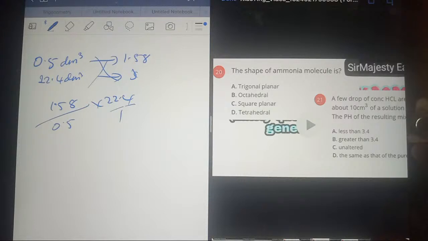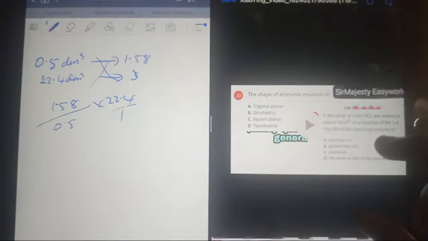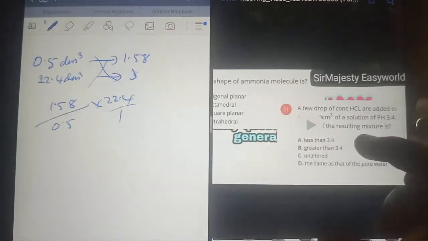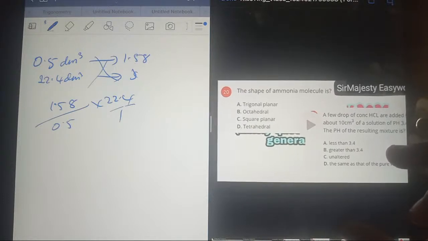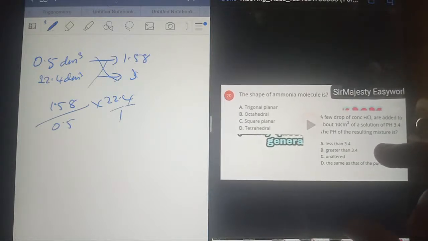Octahedral is for diamond, of course. Then square planar, I wouldn't remember which one is that. Then tetrahedral is methane and most of the alkanes, which have carbon atoms with sp3 hybridization. Then coming to question 21, a few drops of concentrated hydrochloric acid are added to about 10 cm cube.